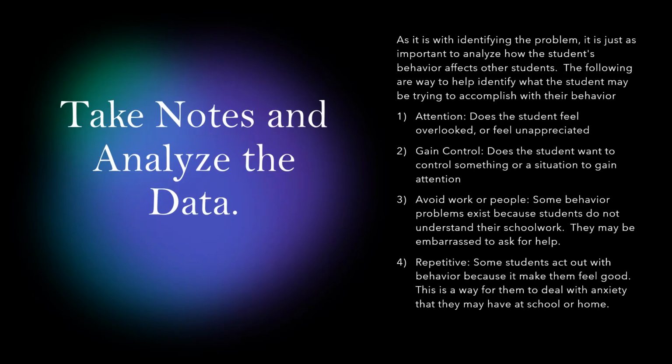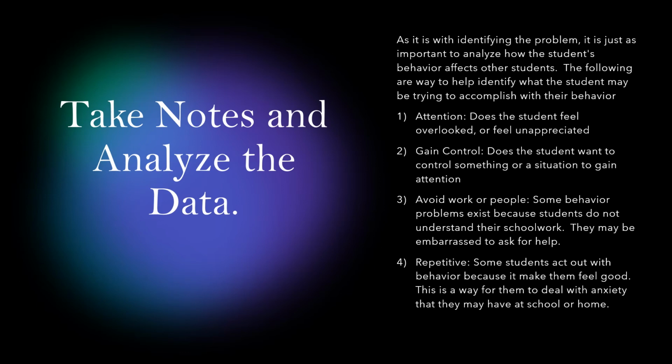Take notes and analyze your data. As it is with identifying a problem, it is just as important to analyze how the student's behavior affects other students. The following are ways to help identify what the student may be trying to accomplish with their behavior. 1. Attention. Does the student feel overlooked or feel unappreciated? 2. Gain control. Does the student want to control something or a situation to gain attention? 3. Avoid work or people.